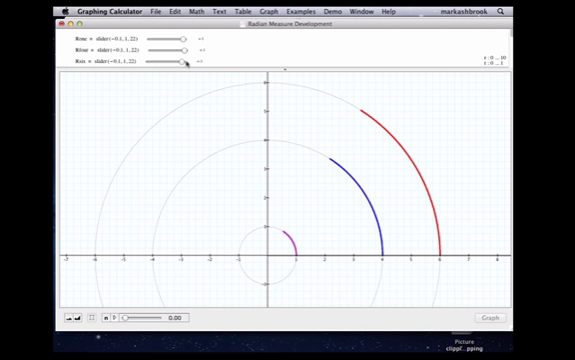Okay, so I want you, with the person next to you, to talk about 2 things that are different about these 3 arcs, the red, the blue, and the purple, and 2 things that are the same about those 3 arcs. Go.